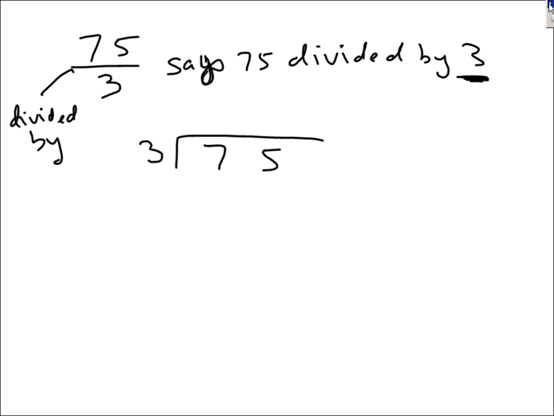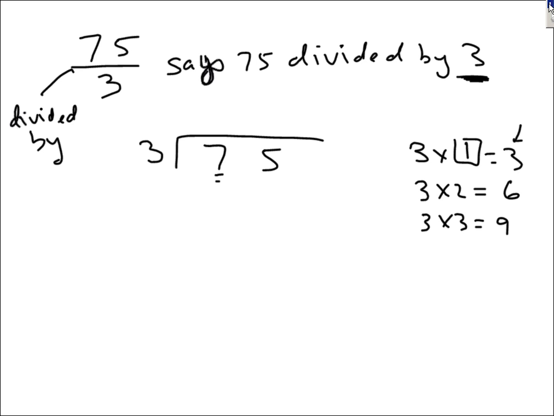We'll try doing this using what's called short division. You need to know your 3 times table. You want to find the largest multiple of 3 that does not exceed 7. Well, 3 is less than 7. Let's try 2. 3 times 2, that's 6. That's less than 7. 3 times 3, that's 9. That's more than 7. This was the largest multiple of 3 that did not go beyond 7.